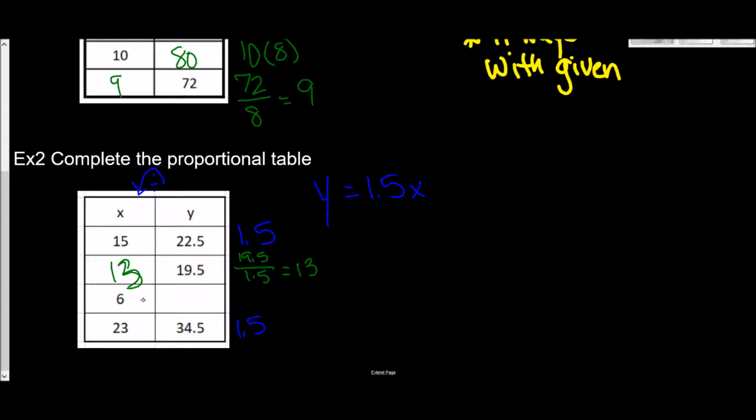And here I have a missing y, so I'm going to multiply. I'm given a 6 times 1.5, which gives me 9.